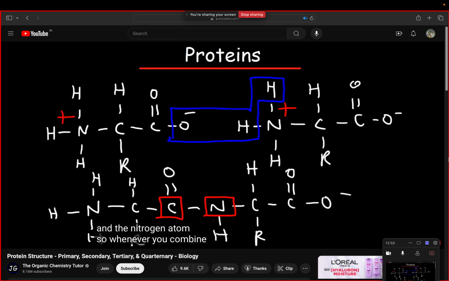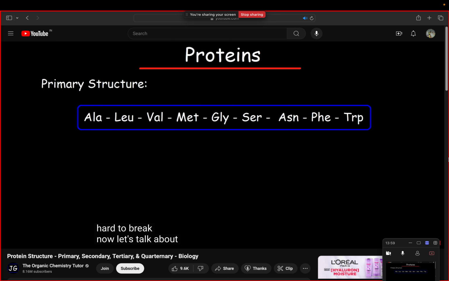So whenever you combine two amino acids to form a peptide bond, you're forming a covalent bond, which is hard to break. Now let's talk about the different levels of protein structure. There's 4 levels that you need to know: the primary structure, the secondary structure, the tertiary structure, and finally the quaternary structure. Now the primary structure is simply based on the sequence of the amino acids found in the protein.